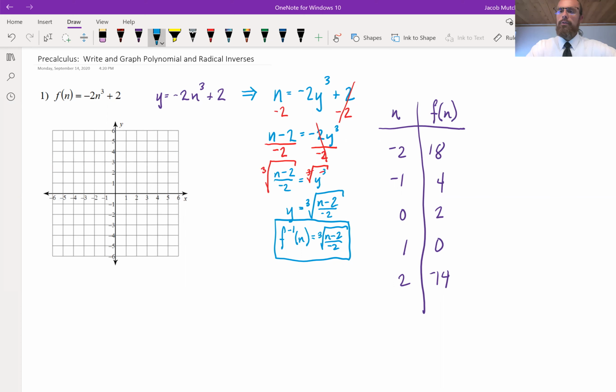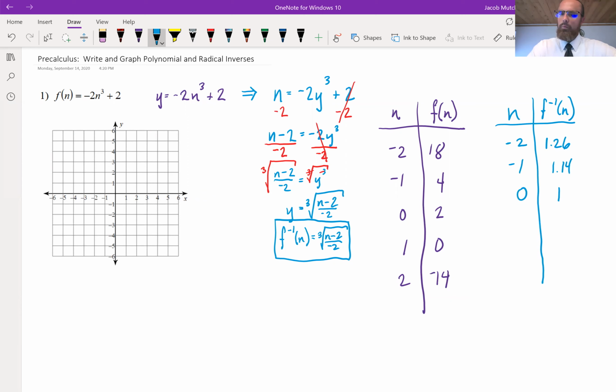For the inverse, we'll have this table, n, and that's the inverse of f of n. Negative 2 there was 1.26, negative 1 was 1.14, 0 was 1, 1 was 0.80, and 2 was at 0.